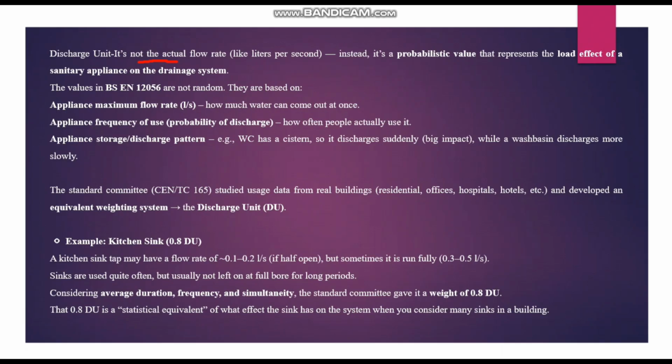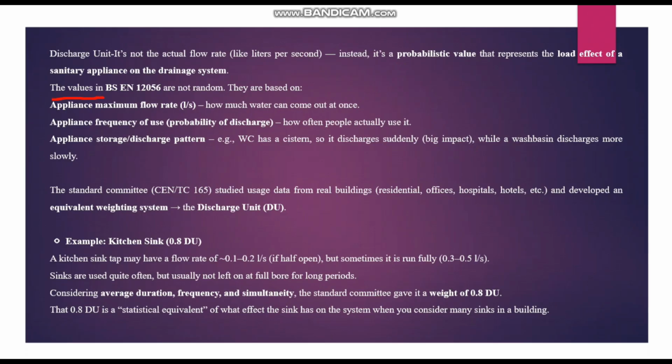Okay, then what is that actually? Instead, it is a probabilistic value. It's a probability. First of all, the overall plumbing system depends on probability, same like firefighting, not like an HVAC system. For example, if you have a bathroom, toilet room, you have a wash basin, a water closet, a bathtub, a bidet. If a person enters the toilet room, he will not use all the fixtures together at a time. He cannot use all the fixtures together at a single time. So that's the reason we are going with the probability. So the drainage system is completely based on probability design.